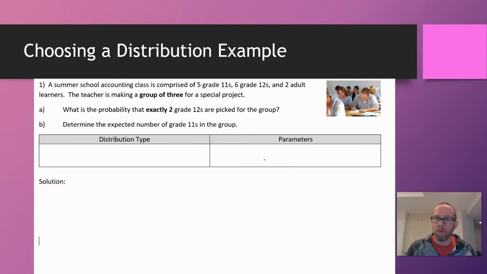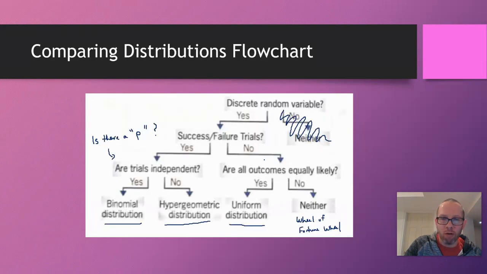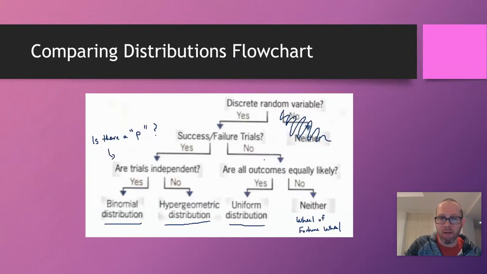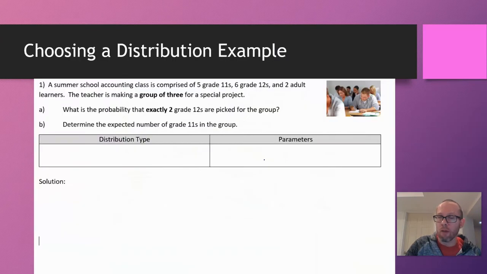So first we have to decide, well, what distribution type am I looking at here? Going back to my flow chart, is this success or failure tries? Well, for part A, I'm looking for grade 12s. So yeah, it is. So a success would be a grade 12. Are my trials independent? Well, no, they're not, because every time I pick a student, the number of students goes down and my probability of getting a grade 12 student changes as well. So this is an example of a hypergeometric distribution.